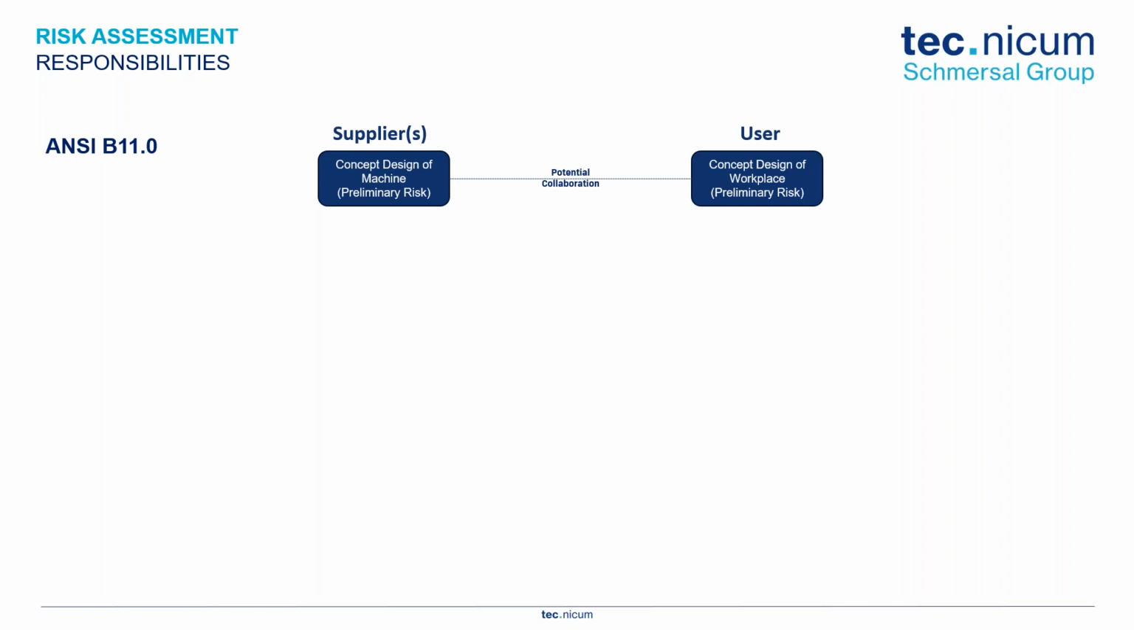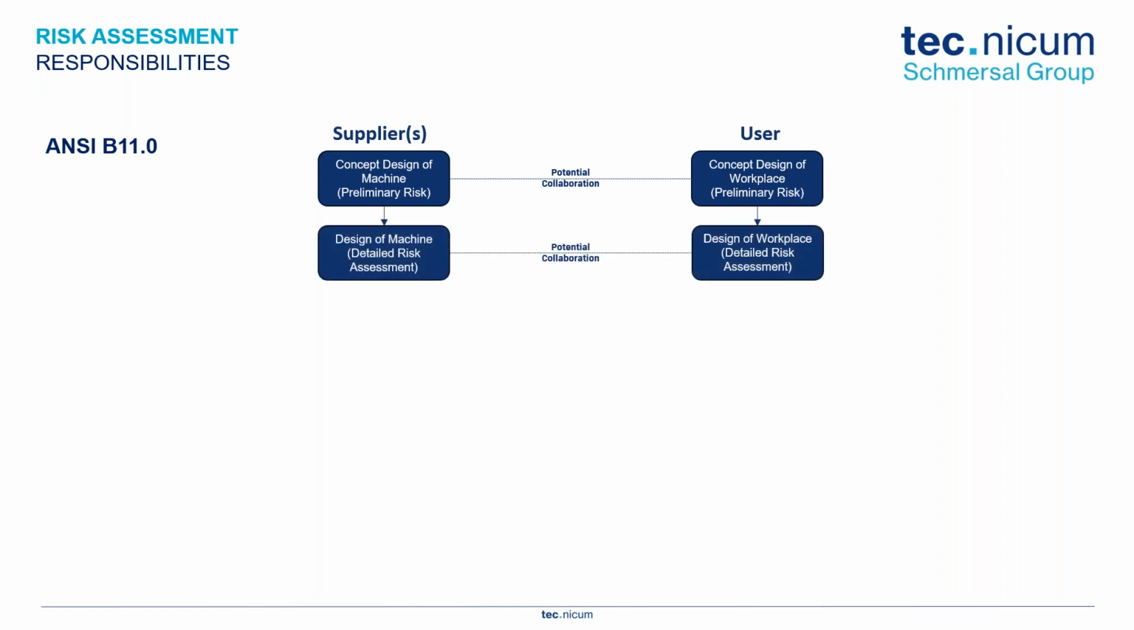All right. So as far as ANSI B11.0 says, there's this potential collaboration between the two, right? The user knows what they need, the supplier knows what they can provide. Let's get together. Let's try to see what hazards may exist during this conceptual design, right? And then we have the design phase, where ANSI B11.0 lists a more detailed risk assessment.